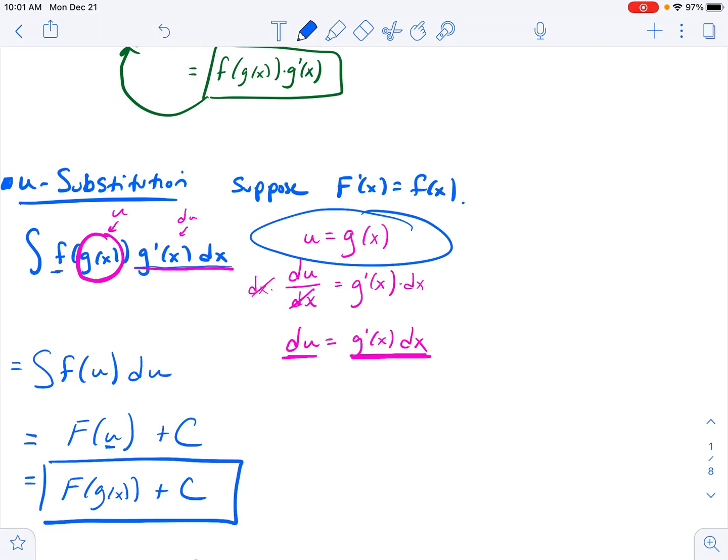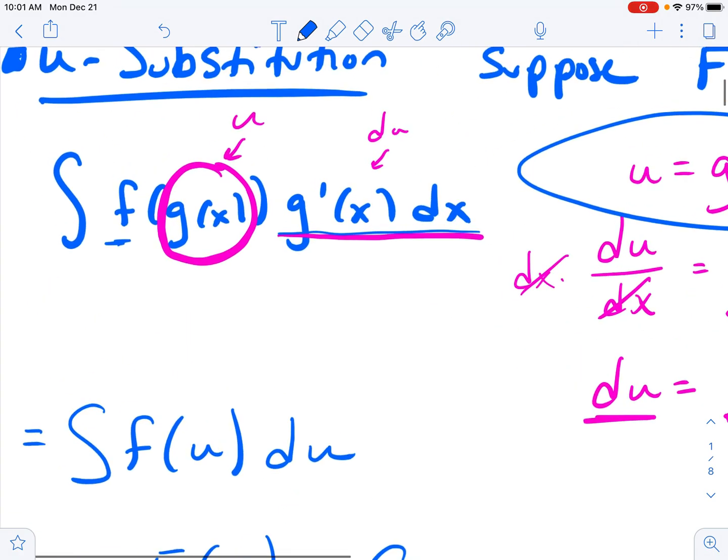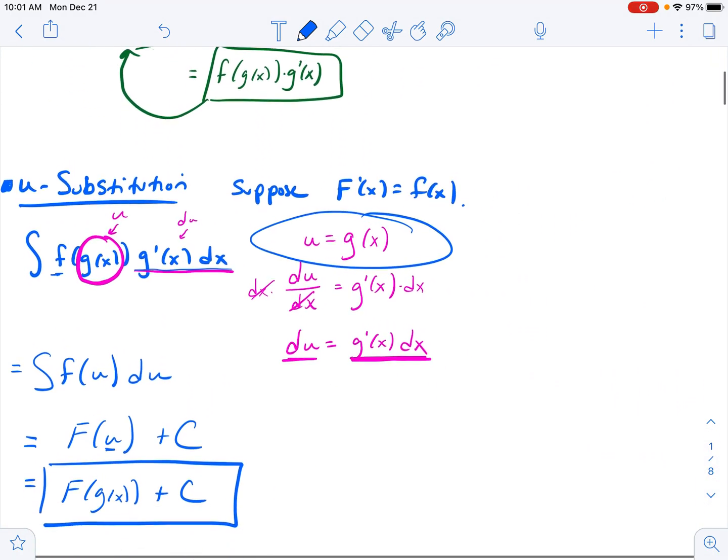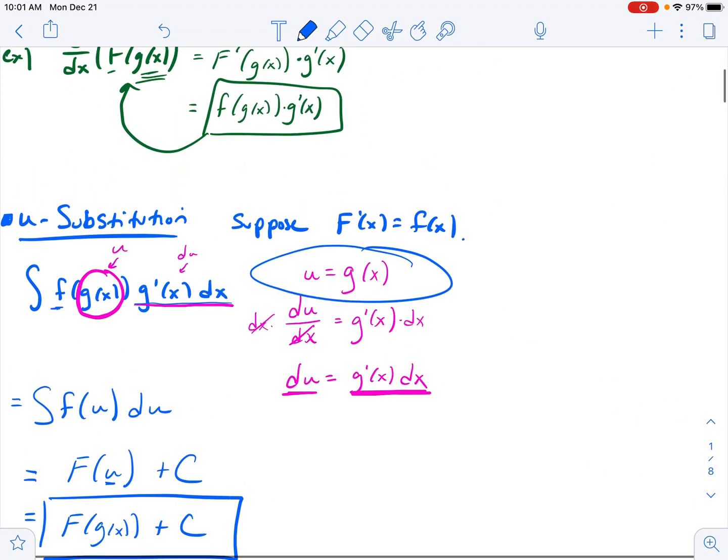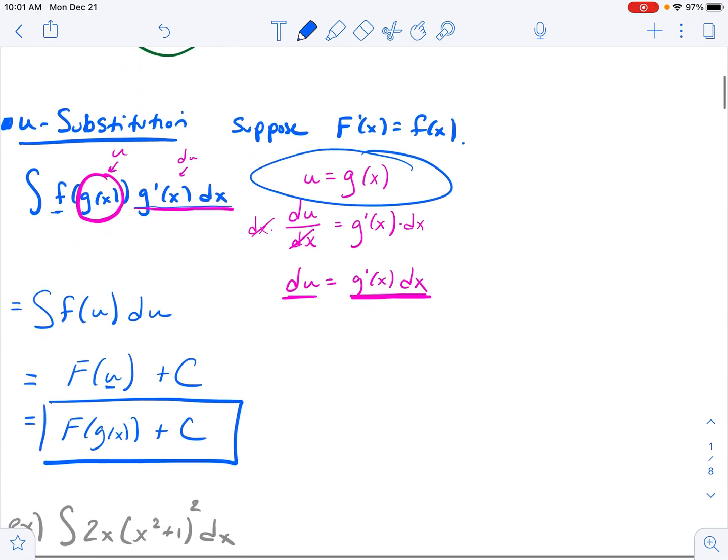By the way, this was our second warm-up problem. When we took the derivative of big F of g of x, we got back little f of g of x times g prime of x. This is how we work backwards now, through u-Substitution.